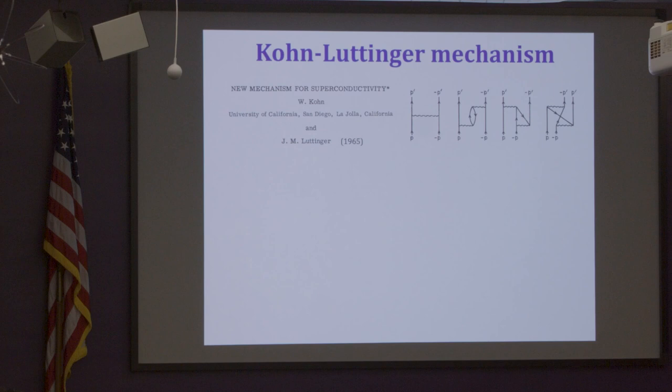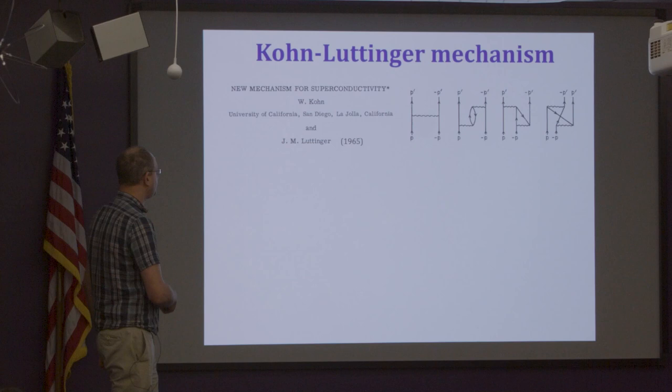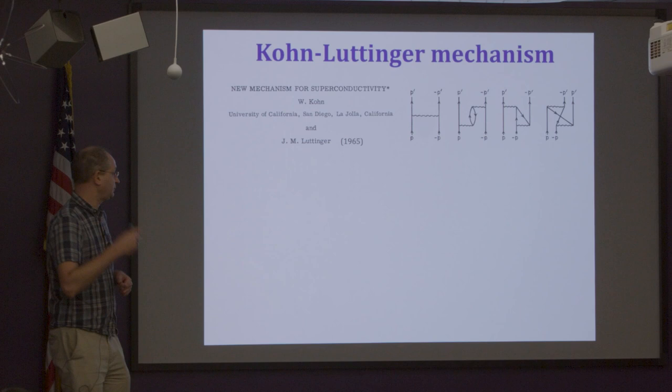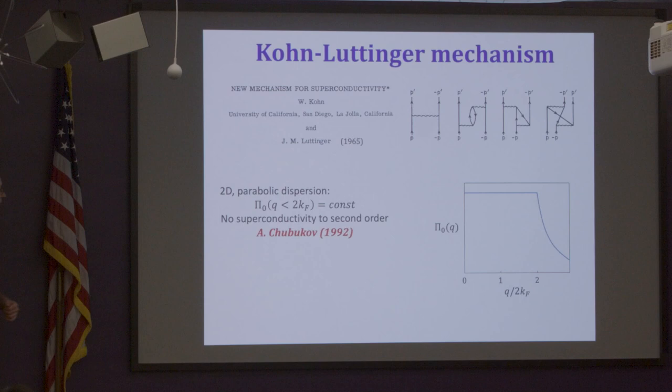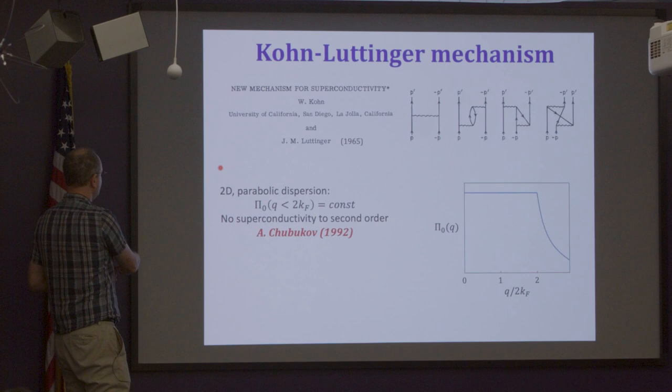This is the idea. You basically have the irreducible vertex of interaction between two electrons at p and minus p, a Cooper channel interaction. The bare Coulomb vertex is repulsive, but once you start dressing it, it might change sign in a non-S wave channel. As Yasha mentioned, there's something special about two dimensions for this mechanism. Two dimensions is actually particularly disfavorable for this type of mechanism for a parabolic dispersion.